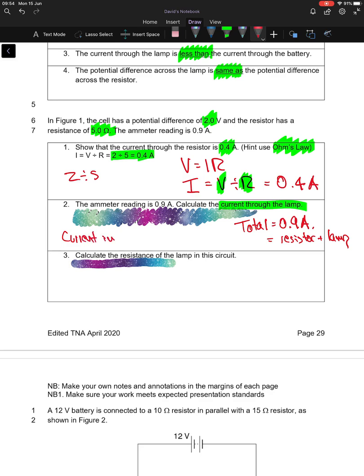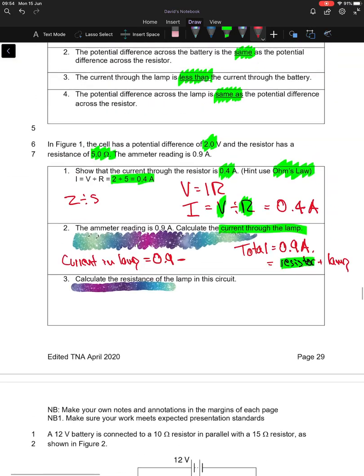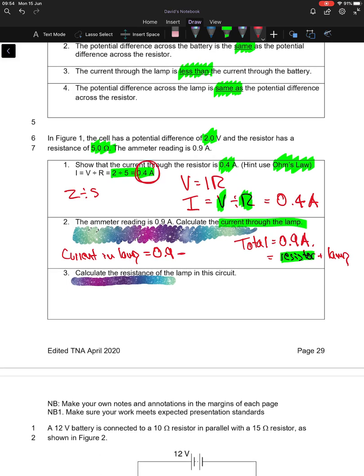Good. So what's current through the lamp? Just the lamp. It's going to be 0.9. So what is our current in our resistor that we need to take away from our 0.9? Any ideas? Well, you'll find it there. It's 0.4 taken away from 0.9 gives you 0.5 amps. And there's your answer.